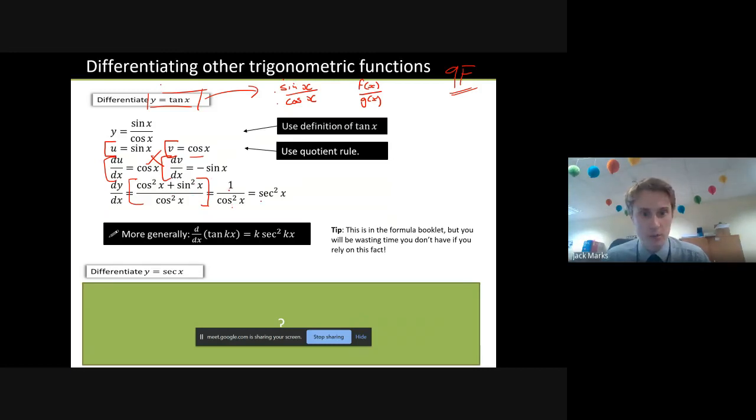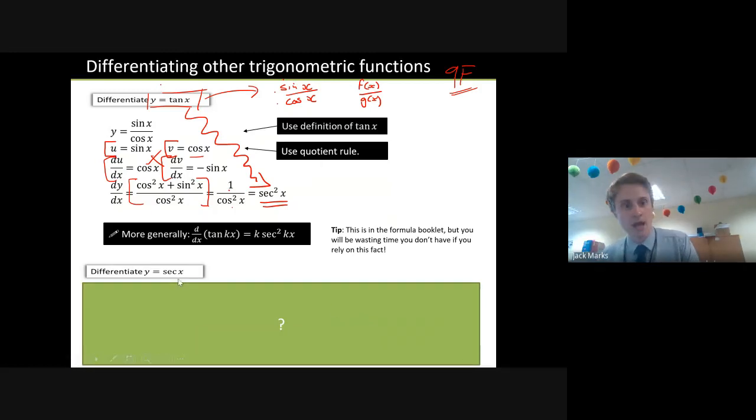You get 1 on the top. Well, we know that cos in the denominator is the same as sec, so 1 over cos squared is sec squared x. This is a result that you need to know. You need to know that tan becomes sec squared. That's one of the two that you really must commit to memory.